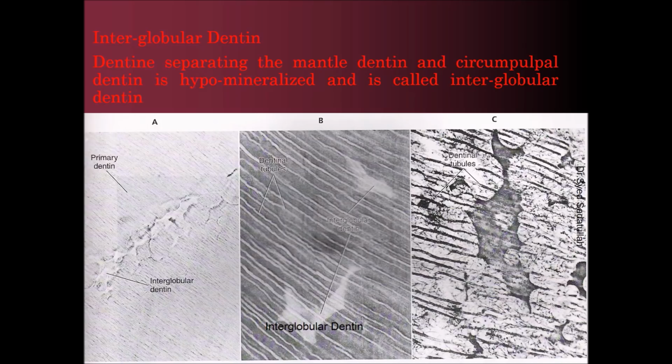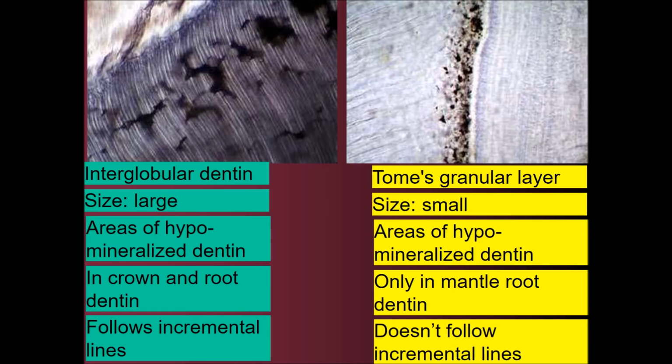This is the interglobular dentin. As we said, the dentin separating the mantle dentin and the circumpulpal dentin is hypomineralized and is called the interglobular dentin. This is a comparison between the interglobular dentin and Tome's granular layer.